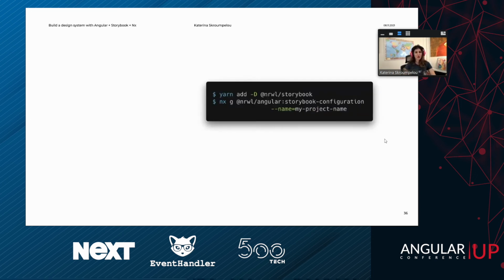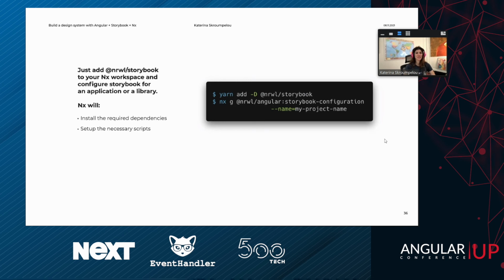So how does one use it? If you have an Nx workspace, you can do yarn add -D @nrwl/storybook. And if you have an Angular application, you can just do nx g @nrwl/angular:storybook-configuration and your app name, and it will create the Storybook configuration for you. Just what I said there.